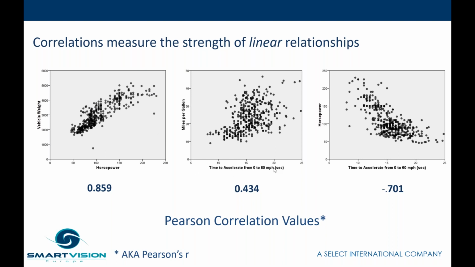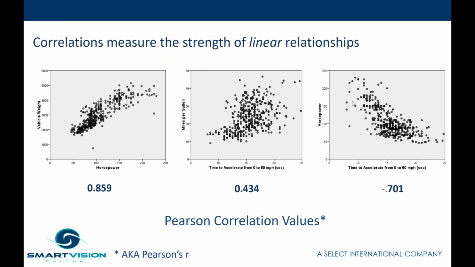And here we have time to accelerate from 0 to 60 and miles per gallon. If it takes longer to accelerate from 0 to 60, roughly it looks like you get more miles per gallon. And time to accelerate from 0 to 60 against horsepower is a negative relationship. It's saying that if it takes you like 20 seconds to get up to 60 miles an hour, then you probably have quite a small horsepower car, whereas a car with a lot of horsepower can get there in 10 seconds or something like that.